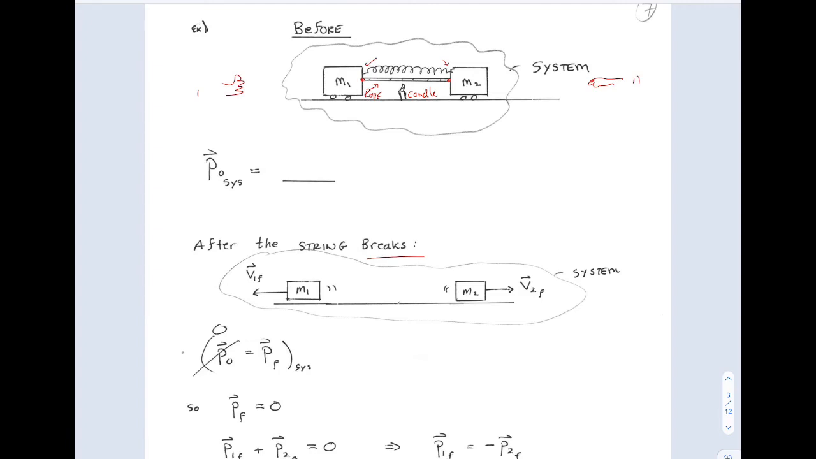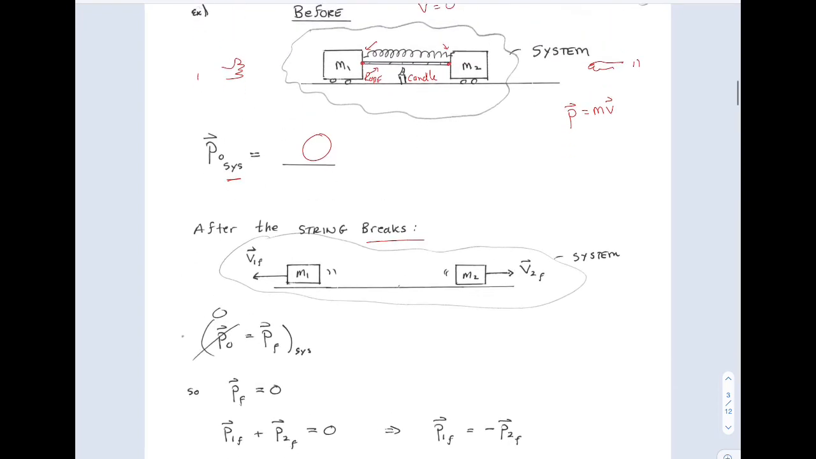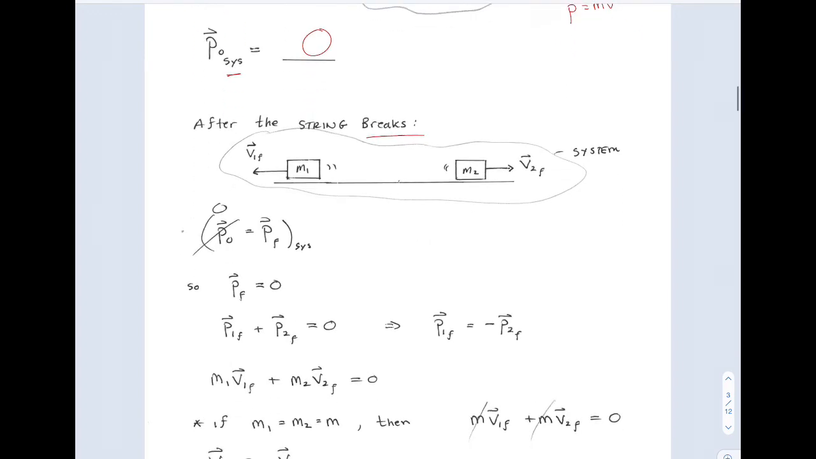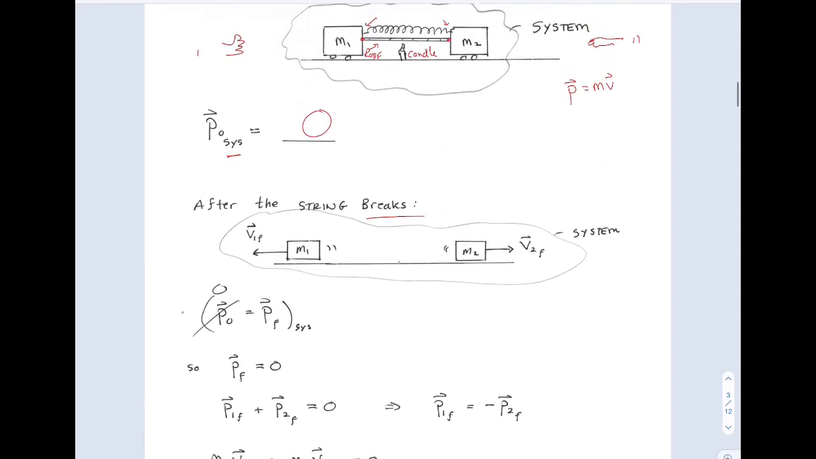Okay, so remember momentum is mv. So here I ask, what's the initial momentum of the system? Well, system's not moving, so initial momentum is 0. Okay, after the string breaks, so candle burns the string, these things break apart, all right. I want to figure out, well, what happens to the system now? What happens to the momentum?